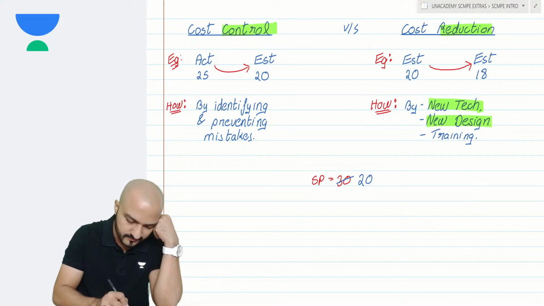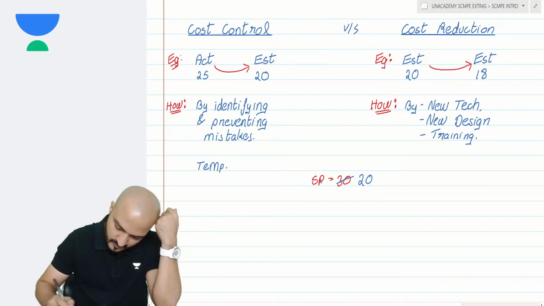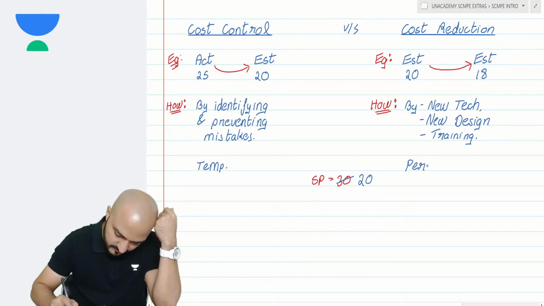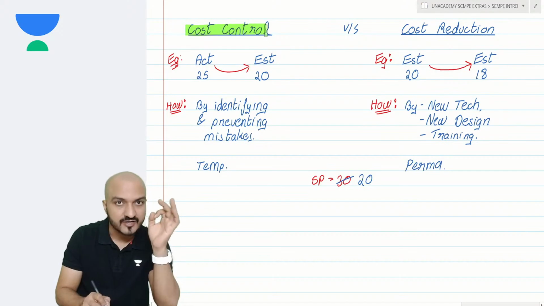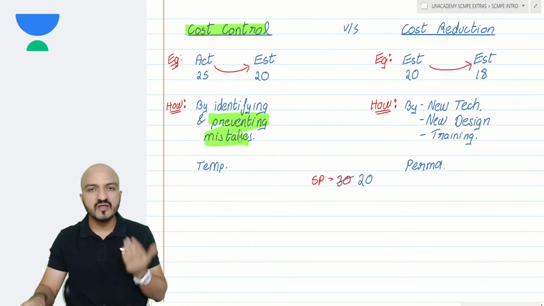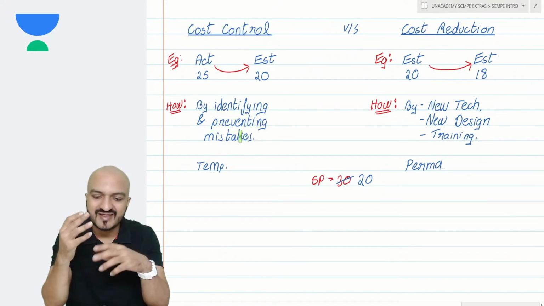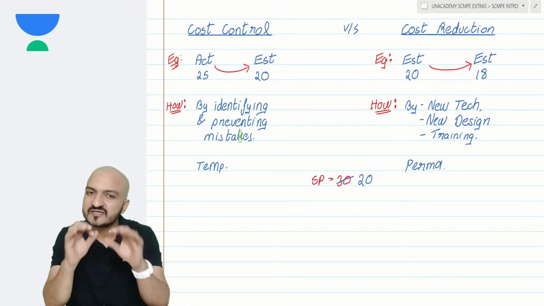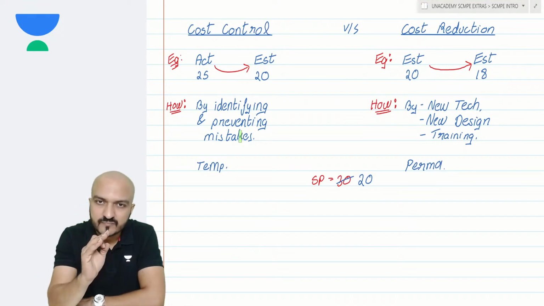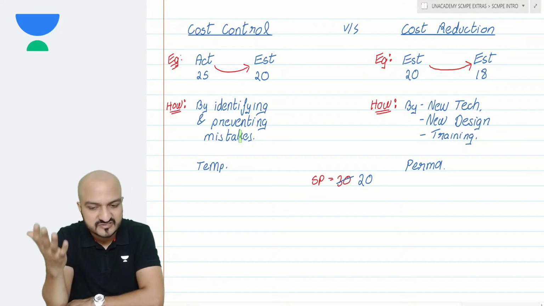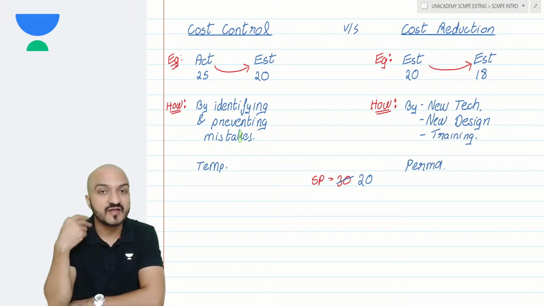Also, cost control, I say, is temporary, while cost reduction, I say, is permanent. How come? Let's say, for example, I was able to achieve cost reduction by preventing my mistakes, like preventing wastage of material, preventing wastage of labor, preventing excess price to be paid for material. All these things you prevented in this year. Now, just because you prevented wastage in this year, does it guarantee you will prevent wastage in the next year also?